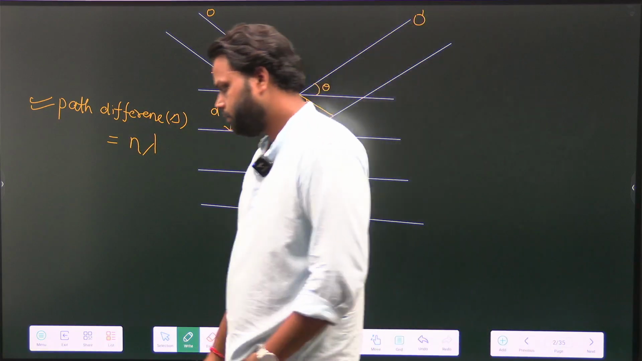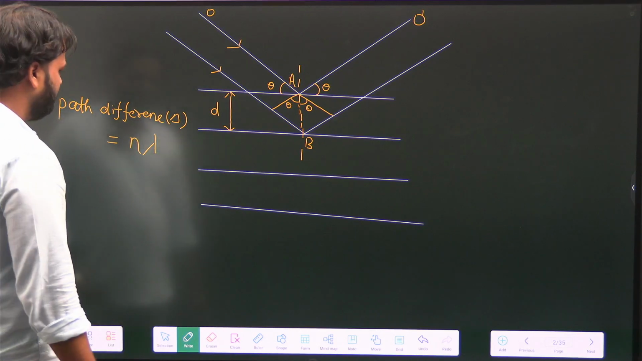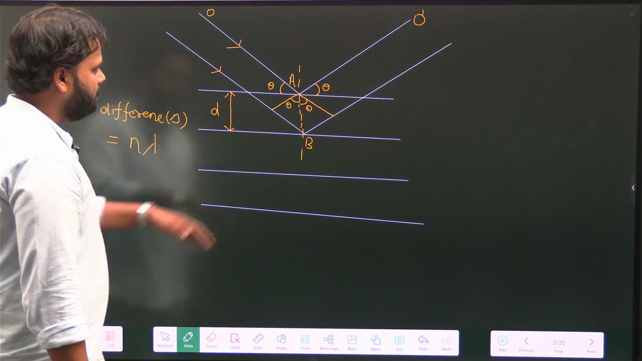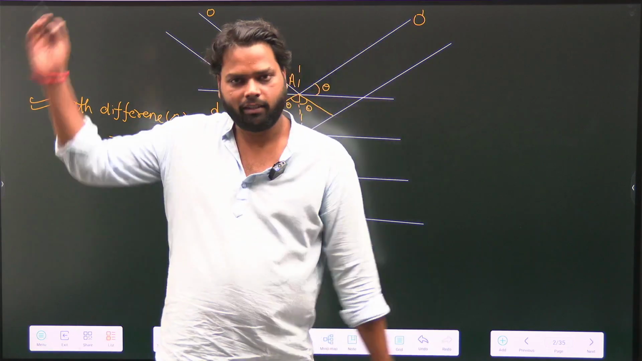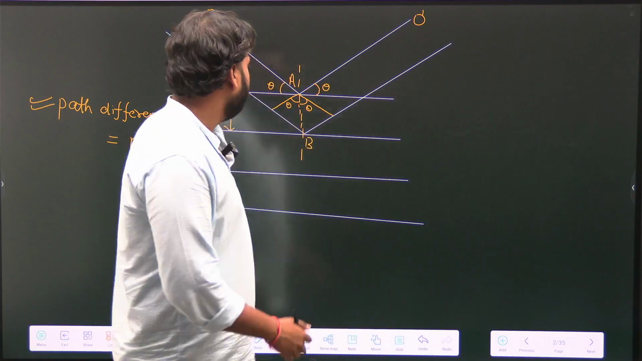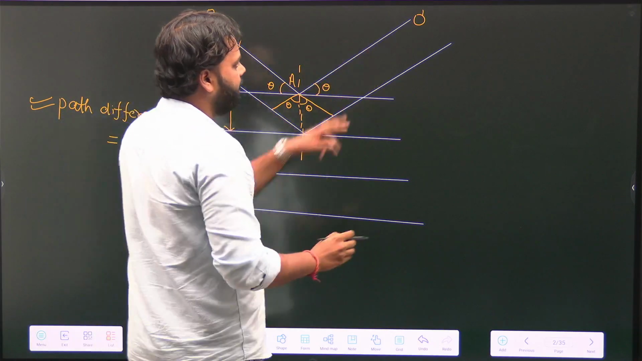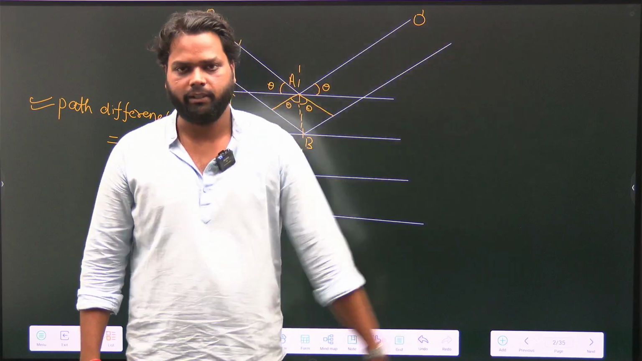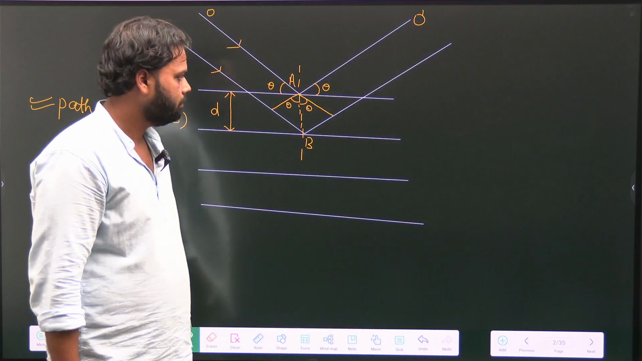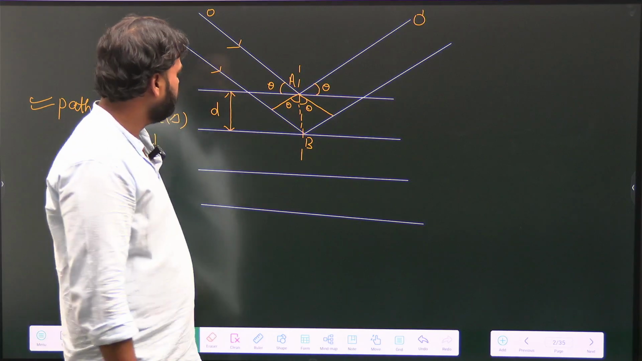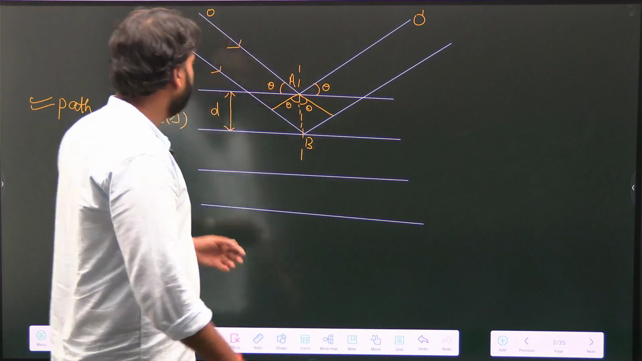Sir, the rays are parallel. Sorry? The rays are parallel. It's not parallel, it looks like parallel. Parallel hongi toh kahan interfere karenge? Infinity pe karenge na? It's just that one ray gets diffracted, the other ray gets diffracted and they will interfere at some point. Interference hoga inke beech mein. Okay? Incident rays parallel. Obviously, incident rays parallel hai. Koi dikkat nahi hai.